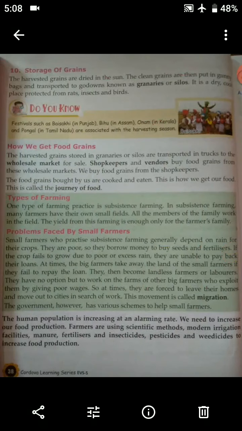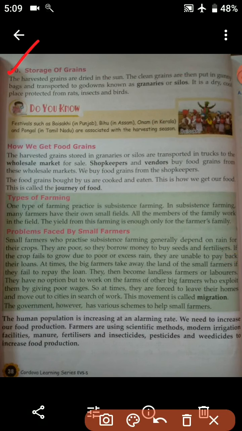So now we are moving on to the last one, that is storage of grains. So students, after the whole process of producing grain, the last process is known as storage of grains. The harvested grains are dried in the sun. The clean grains are then put in gunny bags and transported to godowns known as granaries or silos. So students, the clean grains are put in different gunny bags and then transported to godowns, and they are known as granaries or silos.